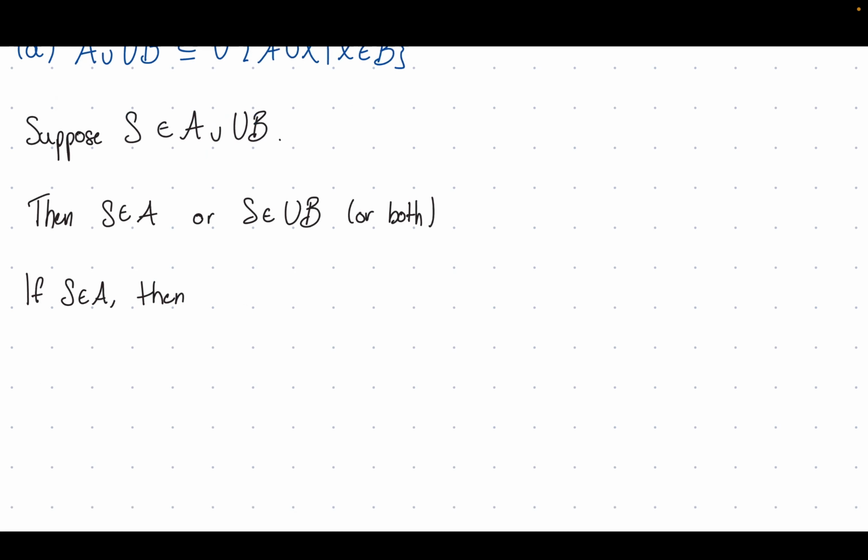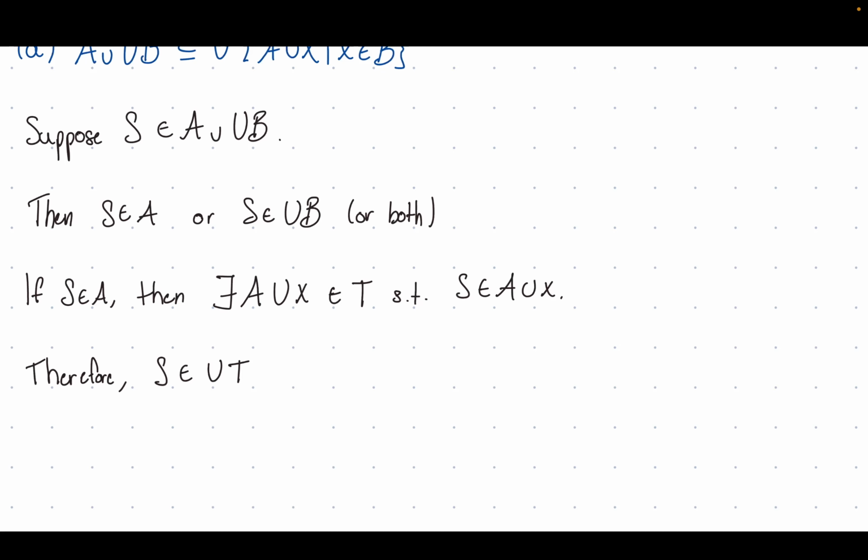With that said, if S is in A, then there exists some A union X in T such that S is in A union X, because S is in A, so it has to be in A union anything. Therefore, S is in the union of T, which is the same as saying that S is in, or rather, I'm going to expand it now, A union X such that X is in B.